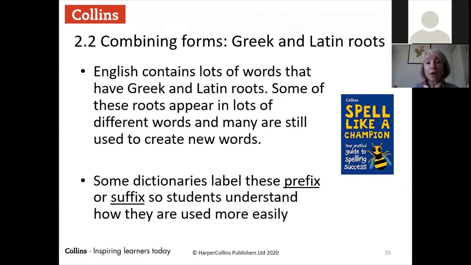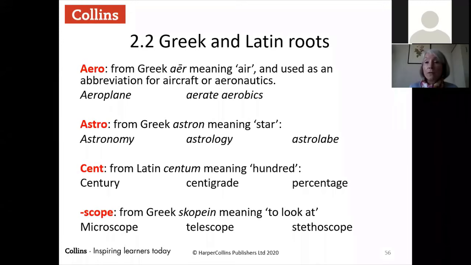Also, we need to be revising what we call combining forms, the Greek and Latin root words that are still used in the language to create new words. Some dictionaries label them prefix or suffix so students understand how they're used more easily, but they are slightly different. Again, lots and lots of them in here. Root forms, combining forms, are words like this. Aero from Greek meaning air, astro also from Greek meaning star, cent from Latin meaning 100, milli from Latin meaning 1,000. So there are lots and lots that we find at the beginning of words.